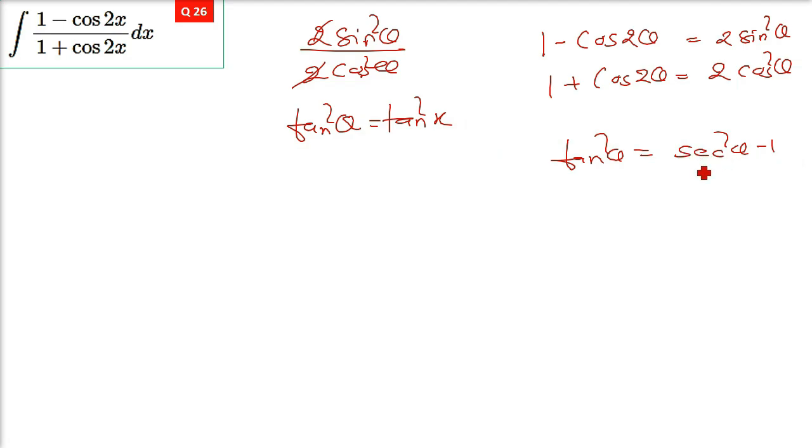Tan square theta or tan square x, we don't have any standard result. So we are going to use sec square theta minus 1 in place of tan square theta. So I am writing sec square x minus 1. Now we are ready for the integration.